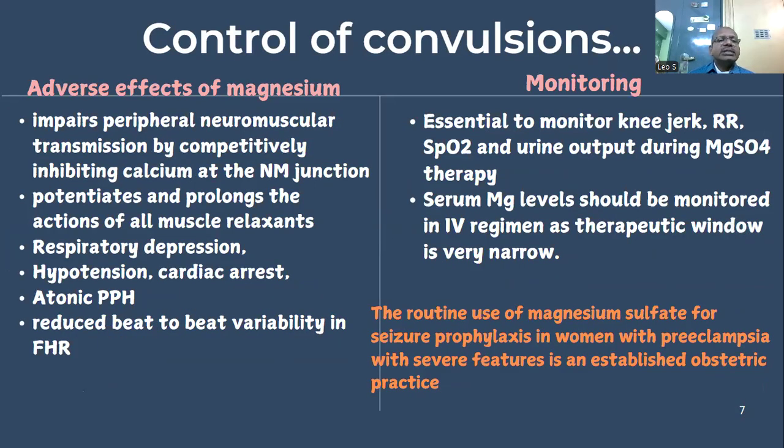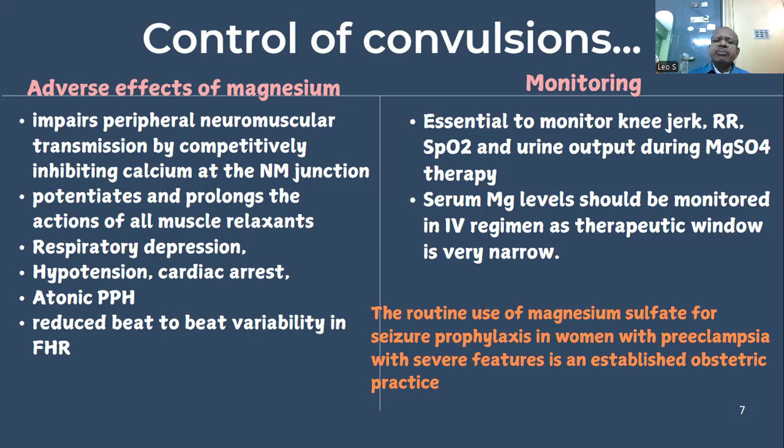The adverse effect of magnesium is that it impairs peripheral neuromuscular transmission and competitively inhibits the calcium at the neuromuscular junction. It potentiates and prolongs the action of all muscle relaxants. Respiratory depression, hypotension, cardiac arrest, atonic PPH are all the adverse effects of magnesium. So monitoring is important, including knee-jerk, respiratory rate, SpO2, urine output. Serum magnesium level also to be monitored as the therapeutic window is very narrow.